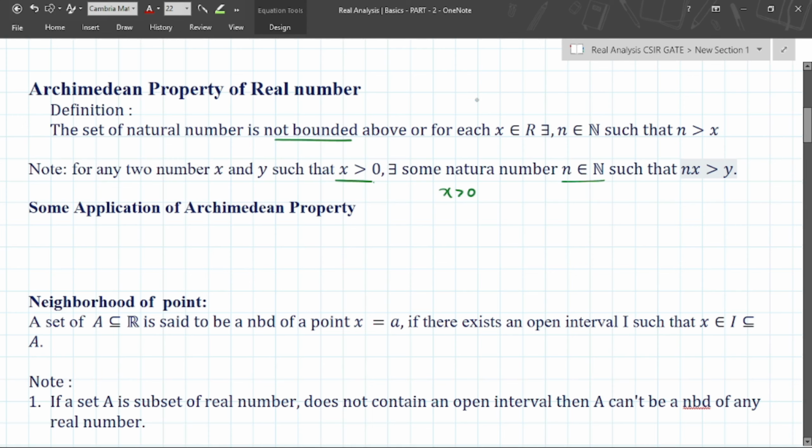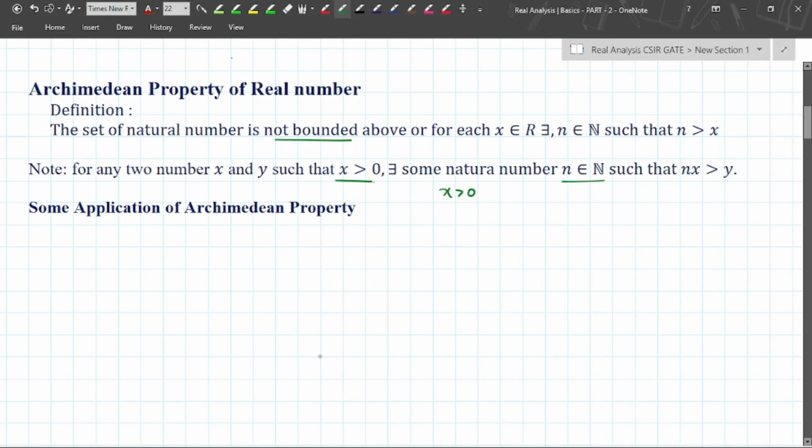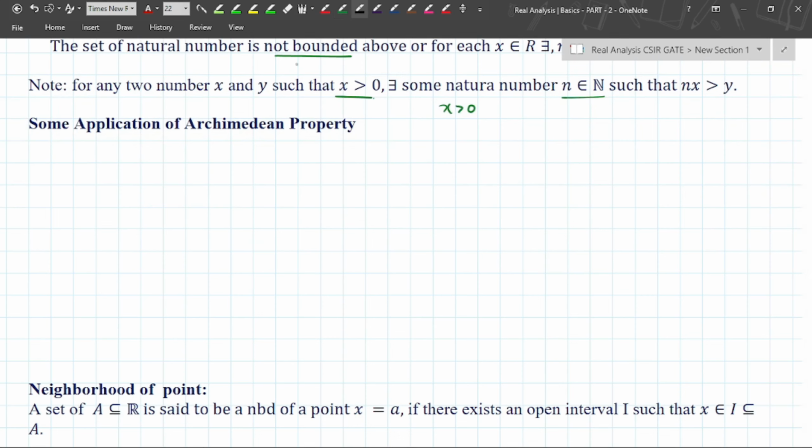Now, some applications we have; basically we can prove it, but proof is not required here. I'm not going to prove it, it is a result. So some applications of the Archimedean property, here we'll discuss one by one.